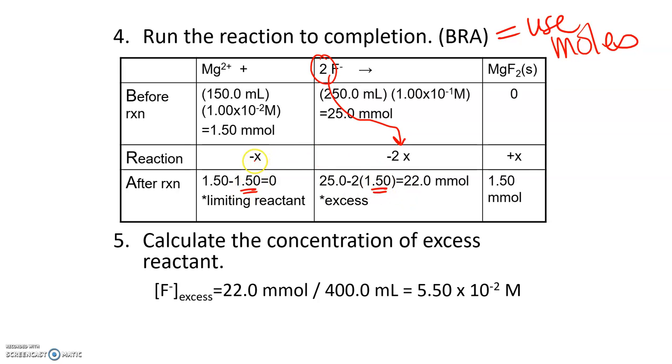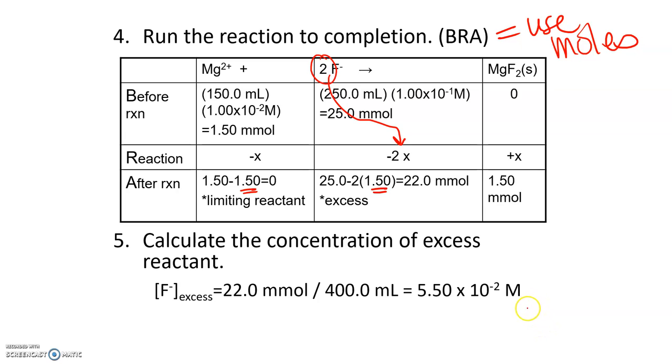The way that you determine how much is lost in the reaction is just by looking at which one has a smaller number of moles. So 1.5 is smaller than 25. So I'm going to take 1.5 and subtract 1.5 to get 0. That means magnesium is our limiting reactant. I'm going to do the same thing for your fluorine: 25, which is your initial number of moles, subtract 2 times 1.5, and you get 22 millimoles of excess. So after the reaction is done, you get 22 millimoles of the fluorine, and then add 1.5 to your magnesium fluoride, and there you go.